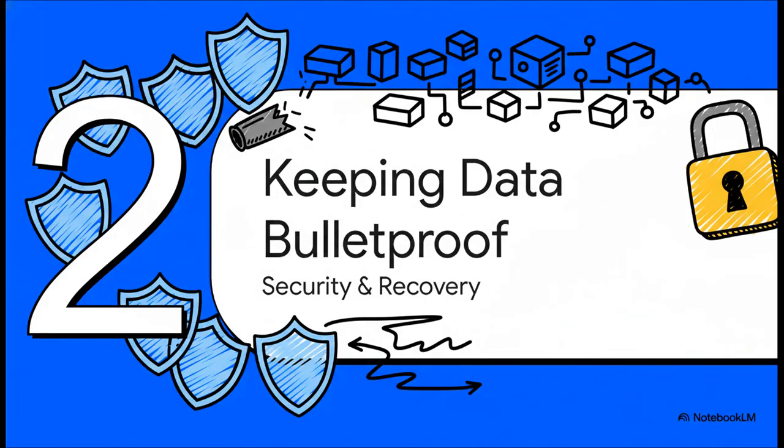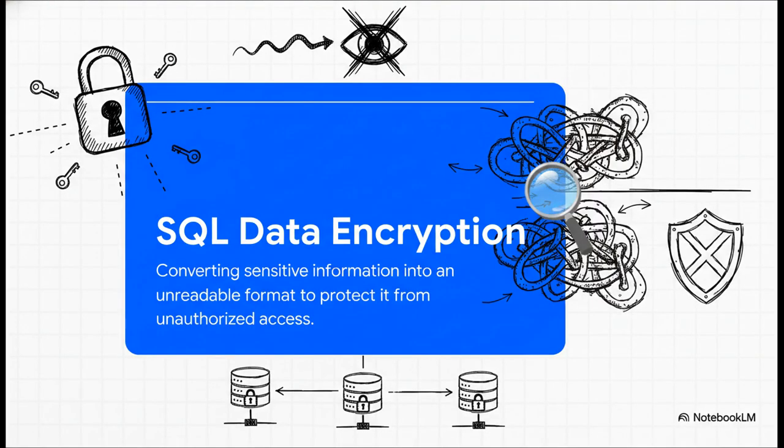All right, let's shift gears. Because look, getting fast insights is great, but it means absolutely nothing if your data isn't secure, consistent, and recoverable. In this day and age, this part is completely non-negotiable. And our first line of defense is always encryption. It's basically the art of scrambling sensitive data into unreadable gibberish so that if anyone unauthorized gets their hands on it, it's totally useless to them.